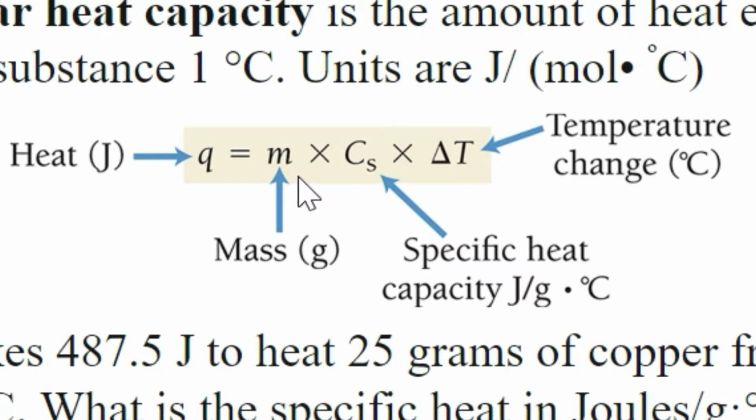So Q equals M. In this case, M is mass. Usually this is going to be in grams. And then we've got this C. This C just means specific heat capacity. So each element, as we looked over here, has a specific heat capacity. And then it's multiplied by the change in temperature, right? The delta means change in temperature. And that's going to be given in Celsius for the most part.